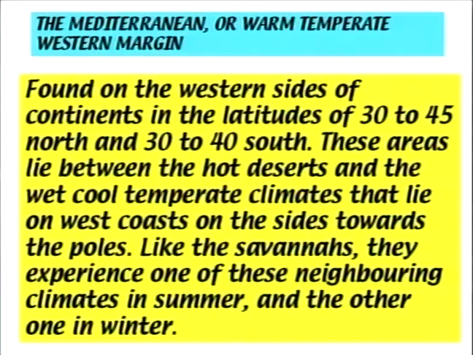Like the savannas, the Mediterranean climate experiences one of the neighboring climates in summer and the other one in winter. Because they lie in between the deserts and the wet, cool, temperate climates, they obviously experience climate types similar to the desert in summer and climate types similar to the wet, cool, temperate areas in winter.